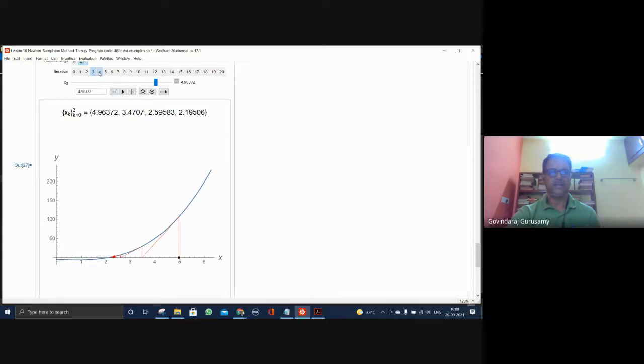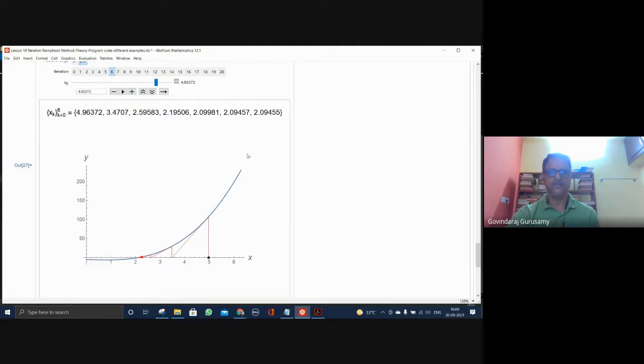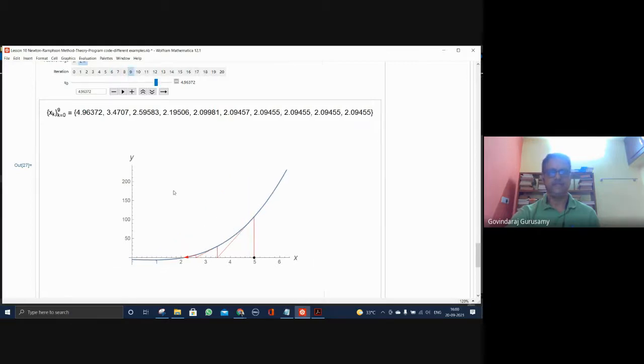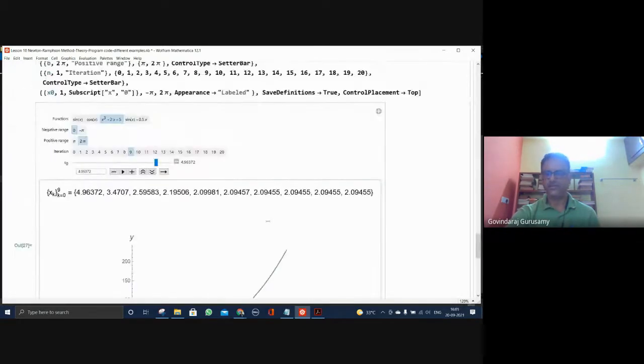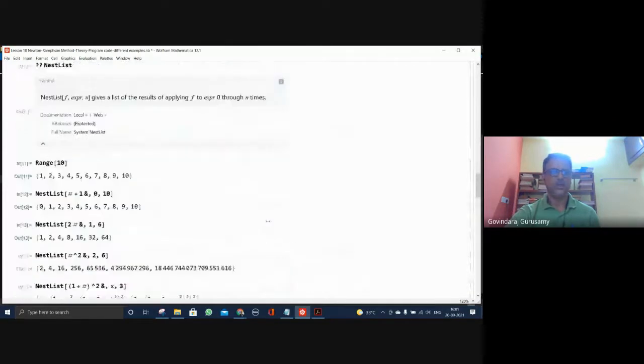Maybe add another. Still improving. Fifth one. Like that, you can go on and make sure that we have precisely the root. This is the starting point and how it goes to this form. So this is what one can see visually with the Newton function also.